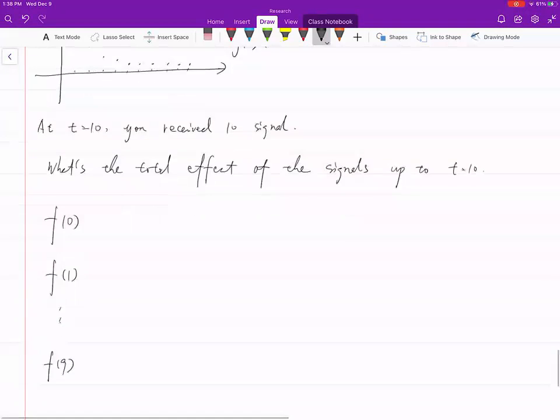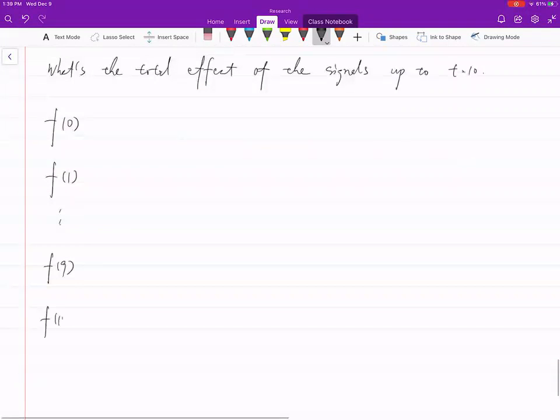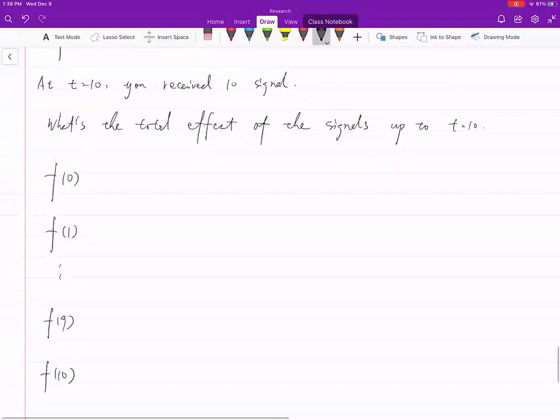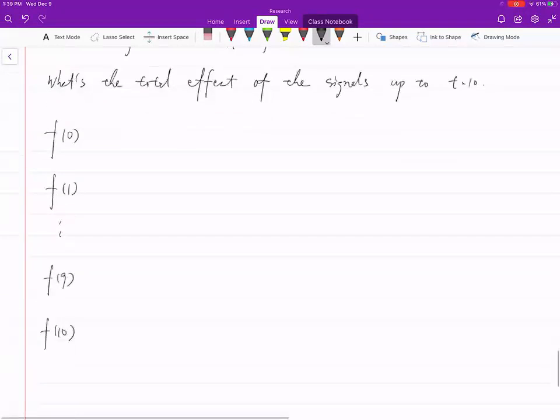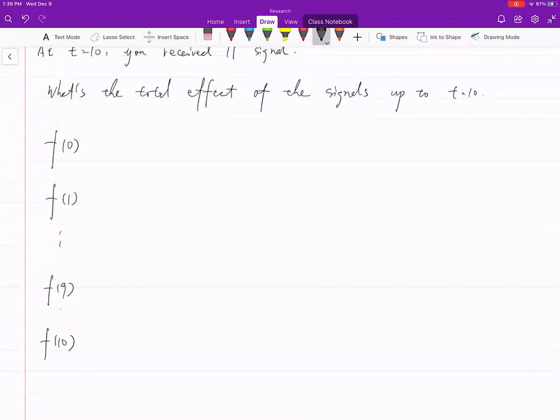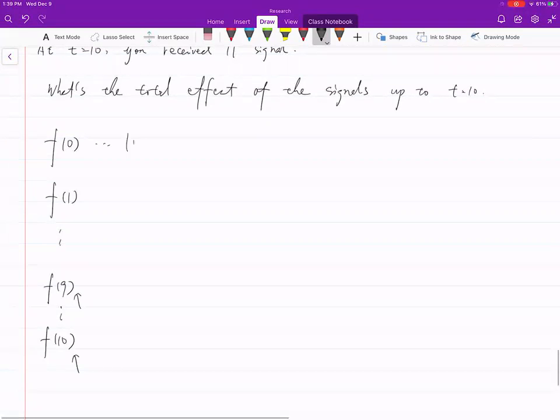All right. Let's just do F0 to F10 to make it clear. So I have 11 signals. Otherwise, I will mess up with the index. But it's not simply just a sum of these because this one just happened. It's pretty strong. This one has decayed for 1 second. Sounds good? F8 has been decayed for 2 seconds. F7 has been decayed for 3 seconds. And F0 has been decayed for 10 seconds.